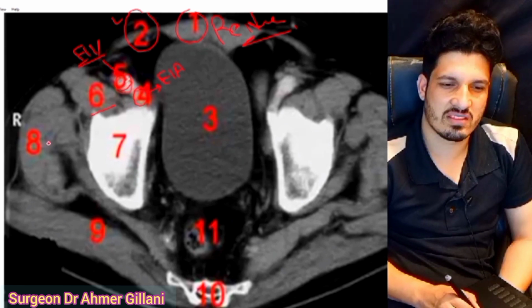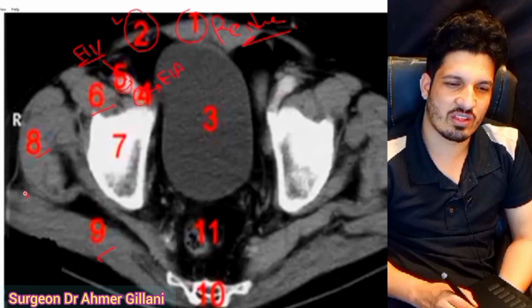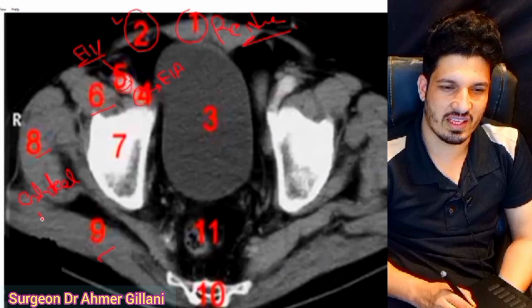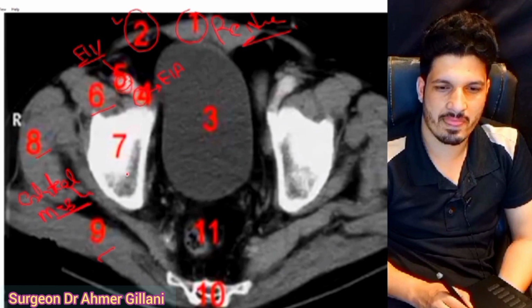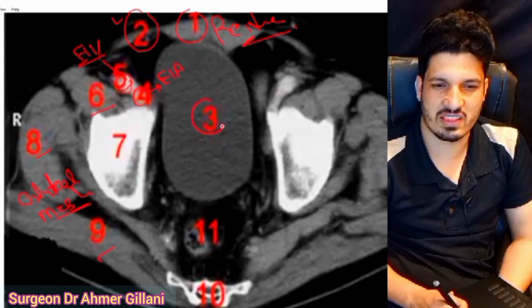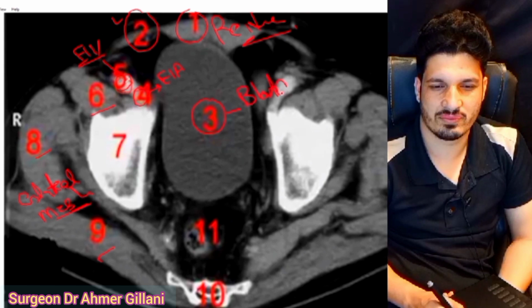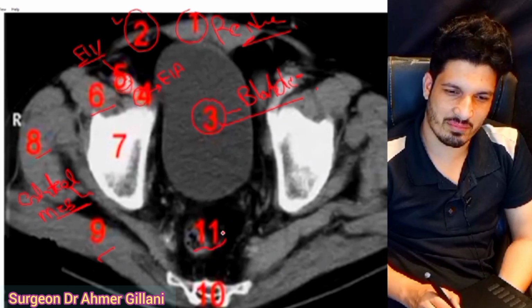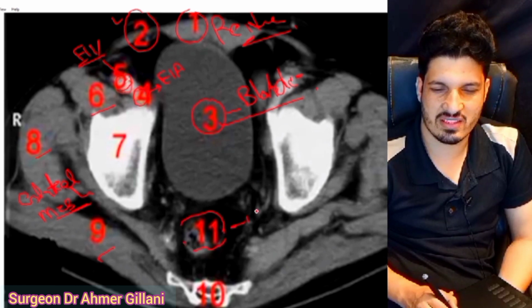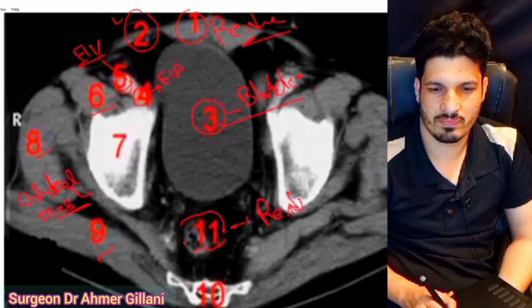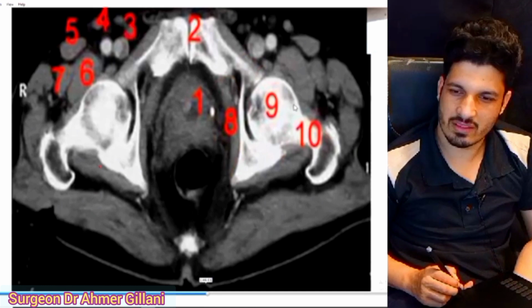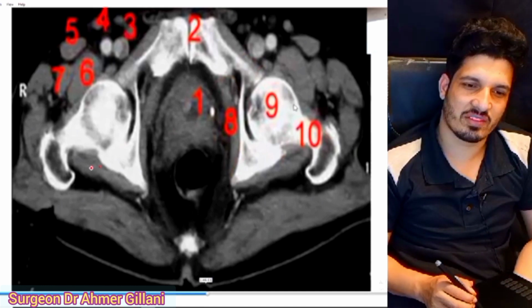6, 8 and 9, they are the gluteal muscles, but I don't know the names, so sorry for that. And what is structure number 3? Actually structure number 3, it's the bladder. Okay. And what's the structure number 11? This is rectum. Now I'm moving towards the next section of the CT scan.